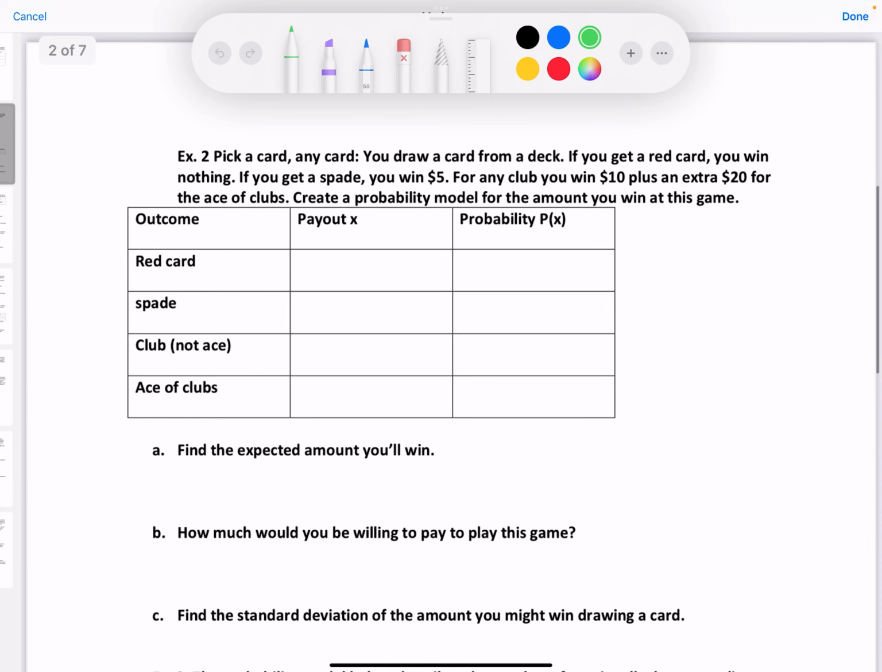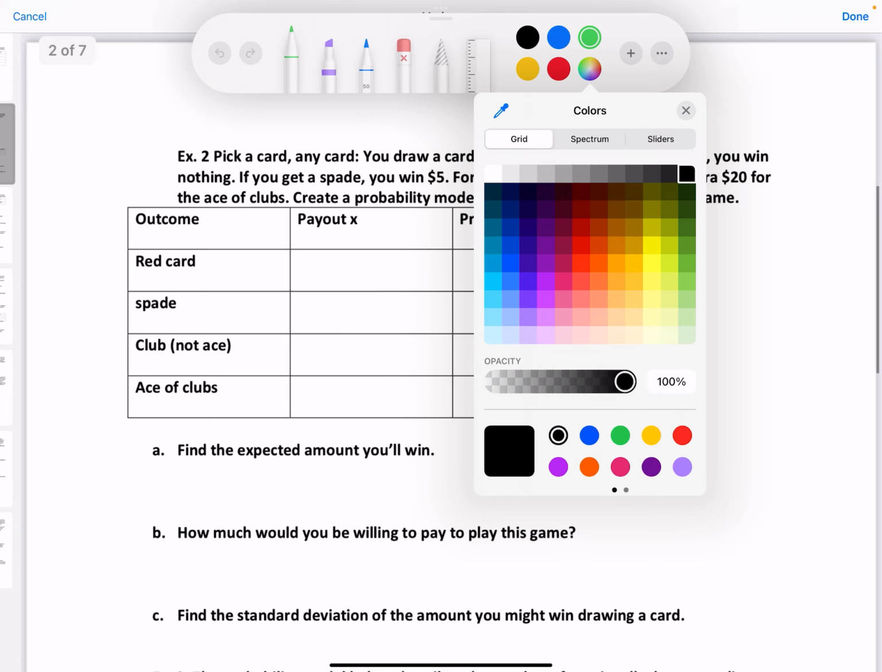All right, pick any card, any card. You draw a card from a deck. If you get a red card, you win nothing. You get a spade, you win $5. For any club, you win 10, plus an extra 20 for the ace of clubs. Create a probability model for the amount you win at this game. Huh? Okay, that's fine. Nothing. Huh? Gotta love it.